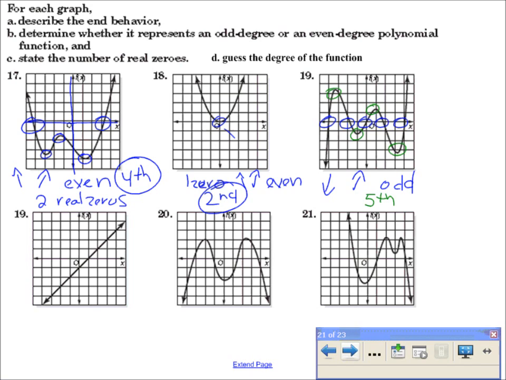This here is a straight line. The end behavior is down, up, so it's odd. And since there are no turning points, I'm going to go ahead and say that that's a 1st degree equation, because that's what a line is. This one is down, down, so that's even. Obviously, the leading coefficient would be negative. There are 1, 2, 3, 4 real zeros. So I'm going to guess 4th degree.